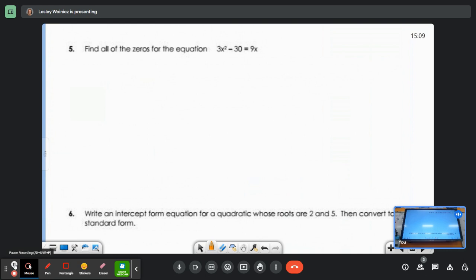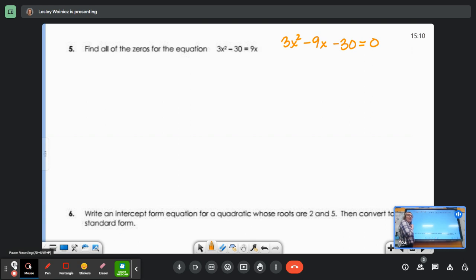All right, what about this one? Now I have an equation. In order to use all of my tricks, I need to have everything on one side in standard form and a 0 on the other side. So the 9x is going to go to the other side where it's negative. The question is, do I put it in the front, the middle, or at the back? Middle, because it's going to be my bx. So I've got 3x squared minus 9x minus 30 equals 0.